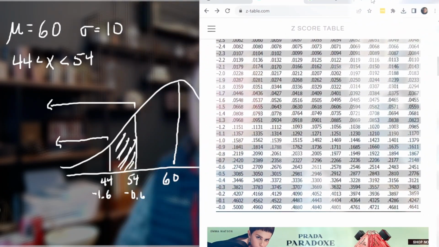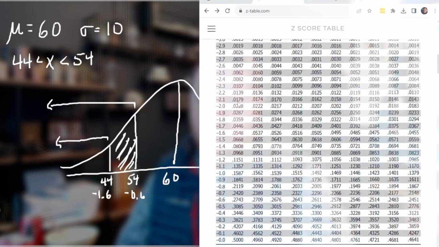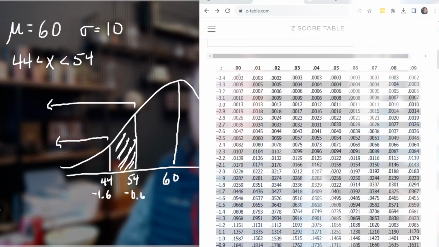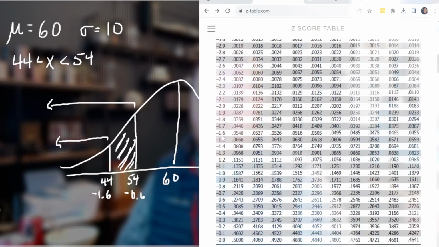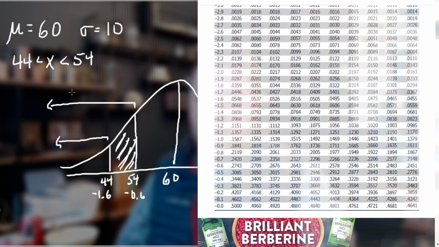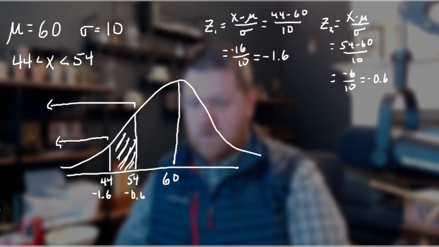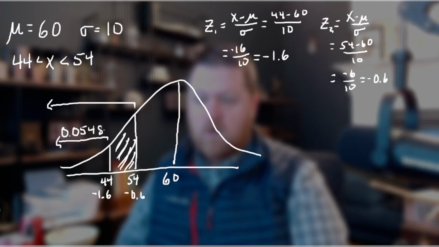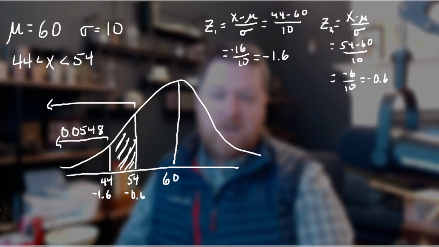Which one do we want to look up first? Negative 1.6. Negative 1.60 is going to be right here on the very front. So this very front is 0, 0, right? So negative 1.60 is 0.0548. Let's come back over here and write that in. 0.0548. I always have to say it out loud to myself, because if I don't, I will mess it up.